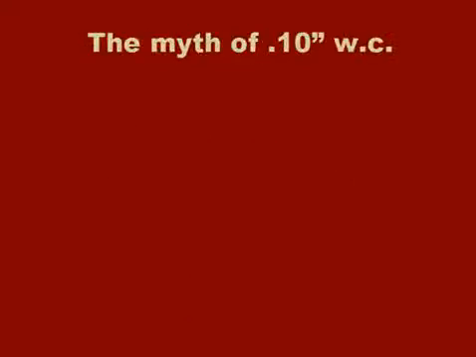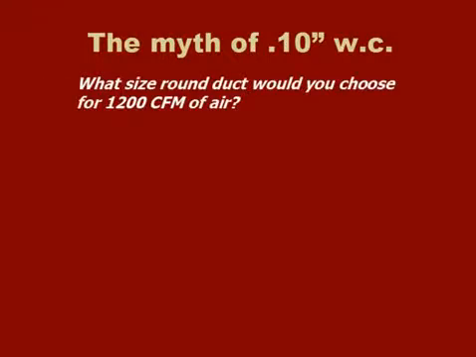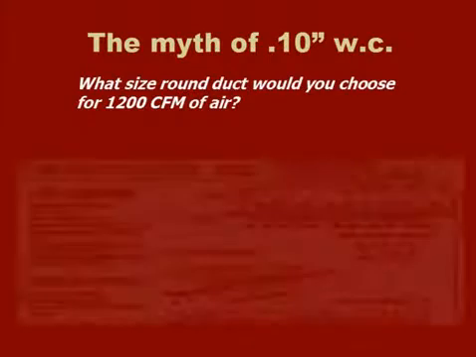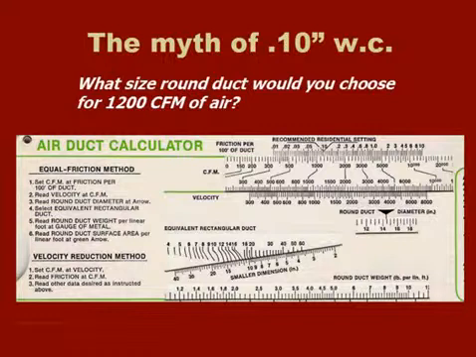All right. First of all, let's talk about this 0.1 deal. If I were to come to you and say, what size duct would you choose for 1200 CFM of air? You'd whip out your trusty duct calculator, and you would show me up top here where it says 0.1 should be used. It says right on a duct calculator, recommended residential setting. Okay? And as true as that is, that's easy to misunderstand. There's a couple issues you have to be aware of.